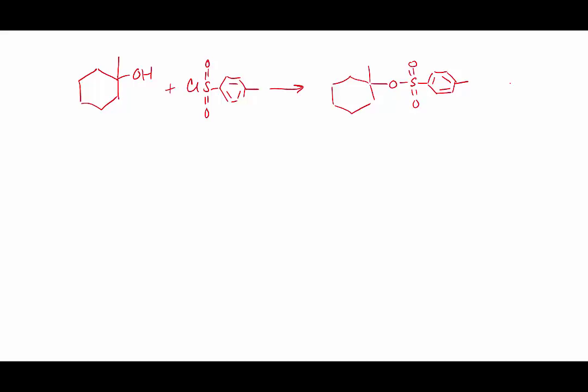So the question is, if I react this with NaBH4, what's going to happen? My first question is, what's NaBH4? It's the source of H minus, right? So then the question is, what's the H minus going to do with this molecule? What kind of mechanism is it going to do? It's going to do an SN2. It's going to come in, kick off the leaving group, and I will basically reduce the alcohol.